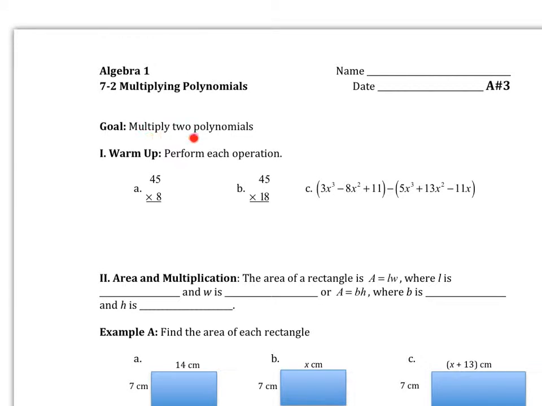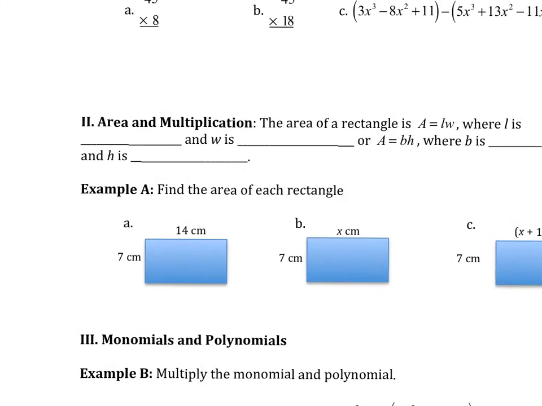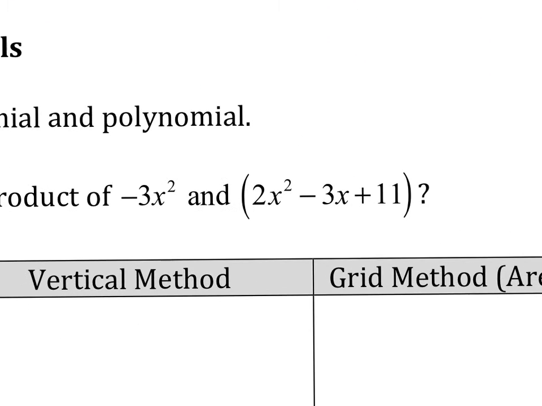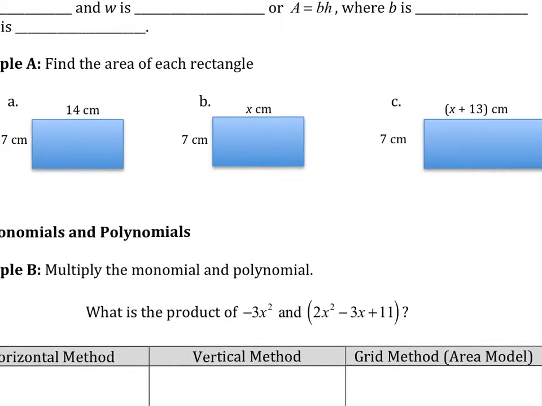On this day, we're going to be multiplying two polynomials. And what we mean by that is something like this. We might have a monomial times a trinomial, or we might have a binomial times a binomial, etc.